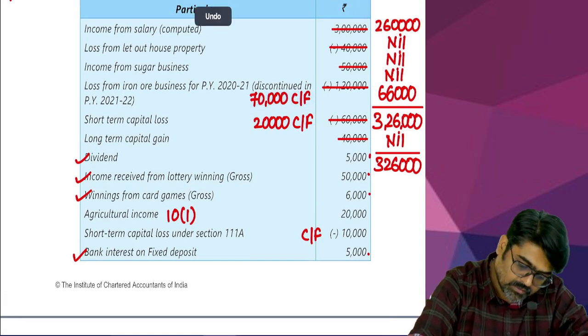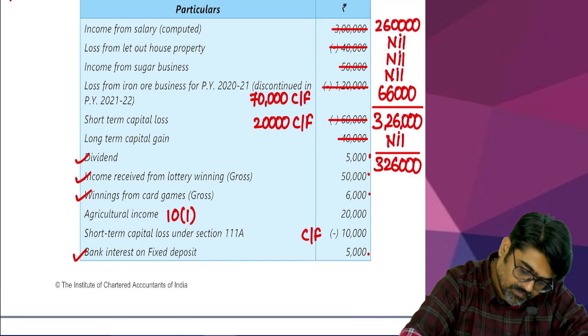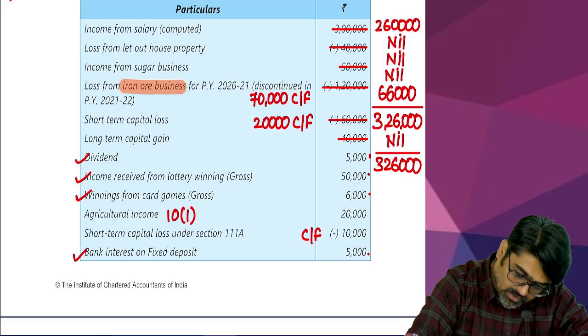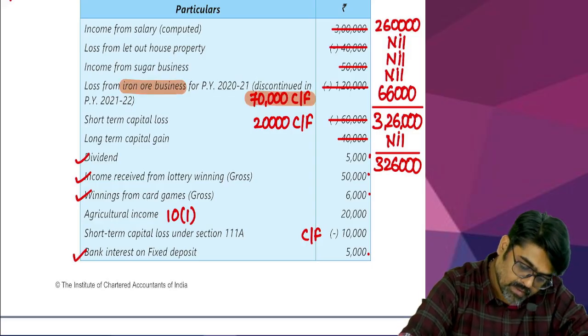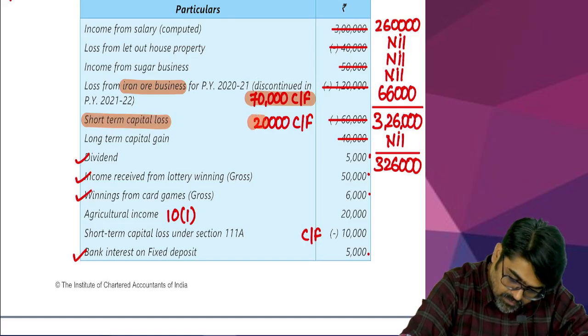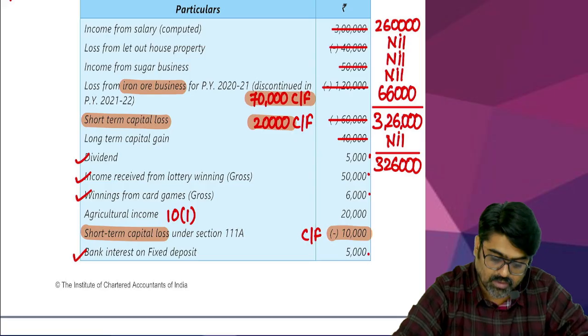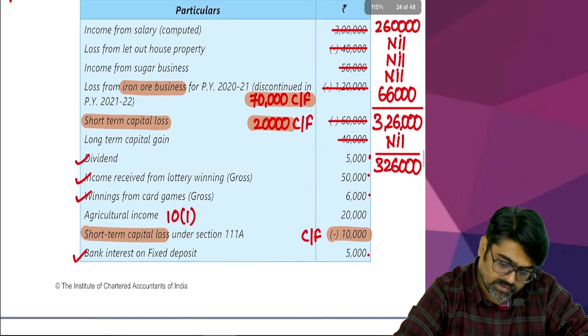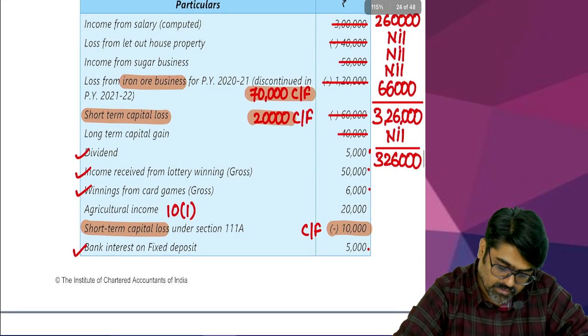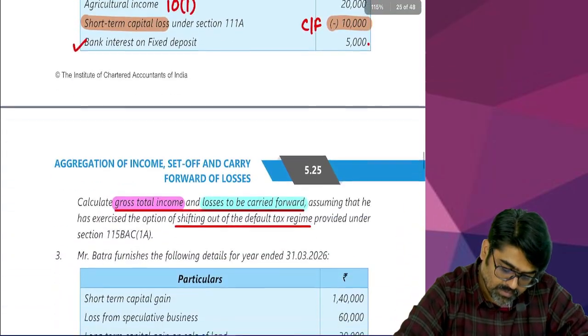70,000 business loss. This iron ore business loss of 70,000. Then short-term capital loss of 20,000. And this short-term capital loss of 10,000 will be carried forward. And this agriculture income will not be taxable. Done, sir? Will you remember?